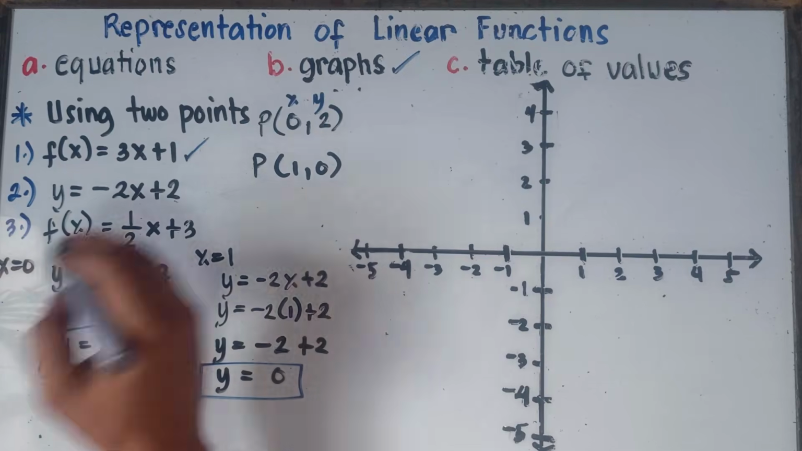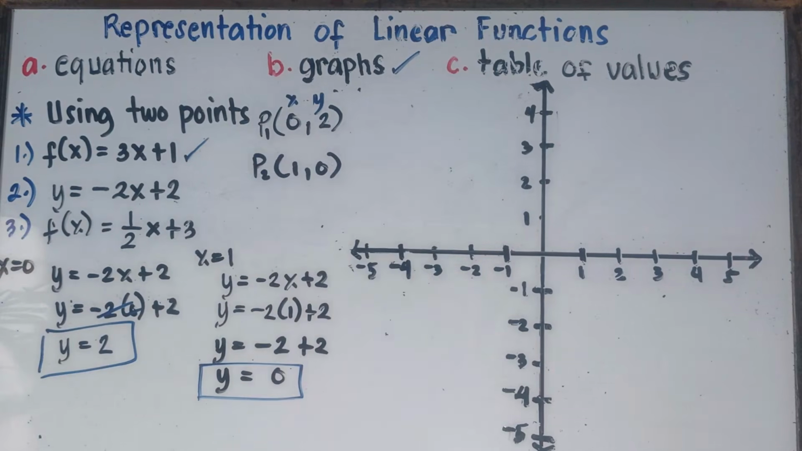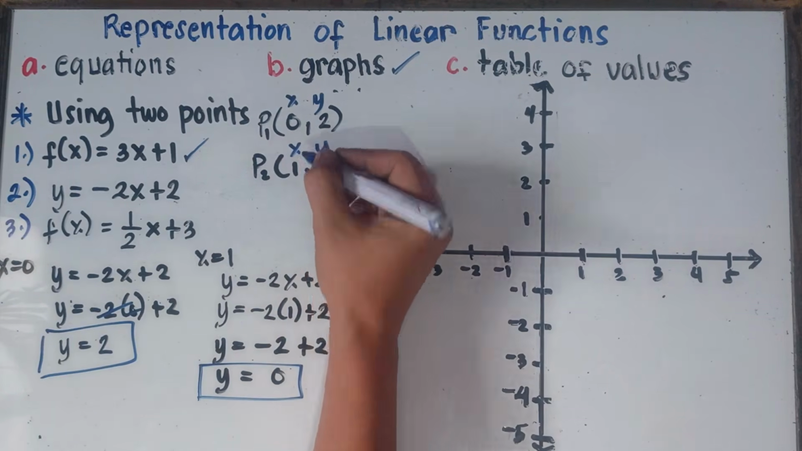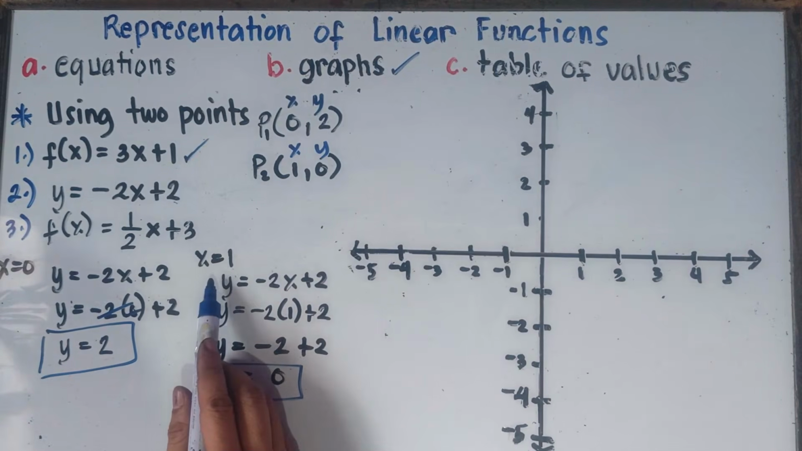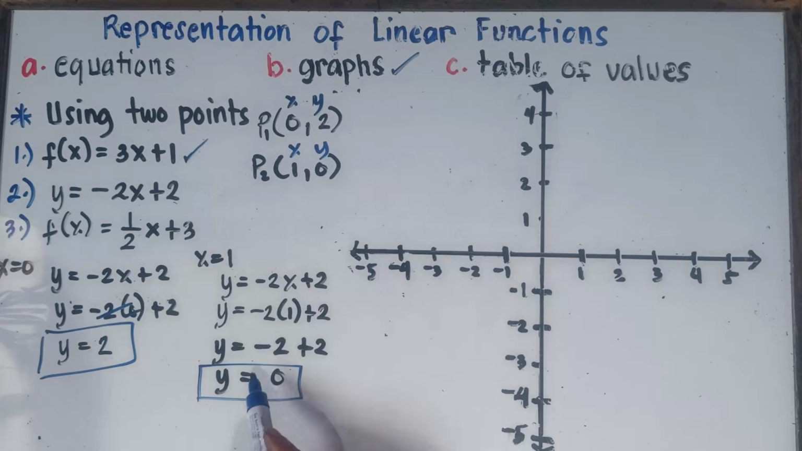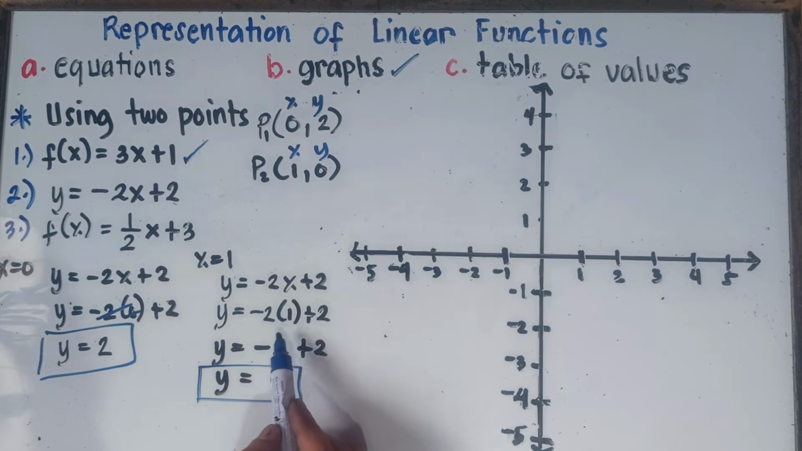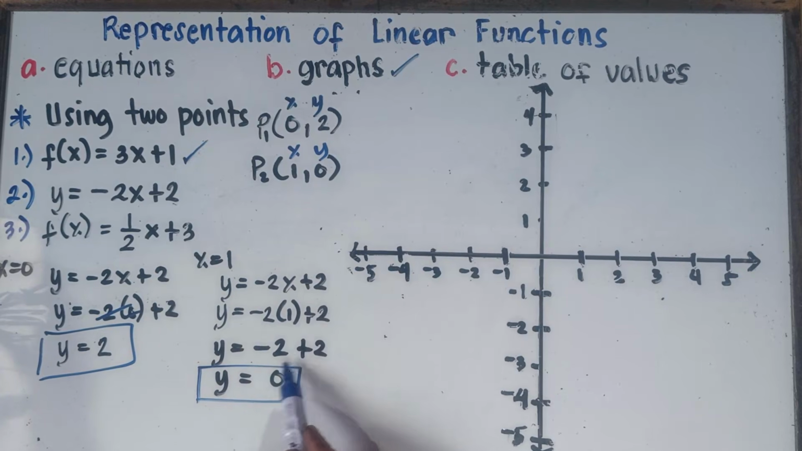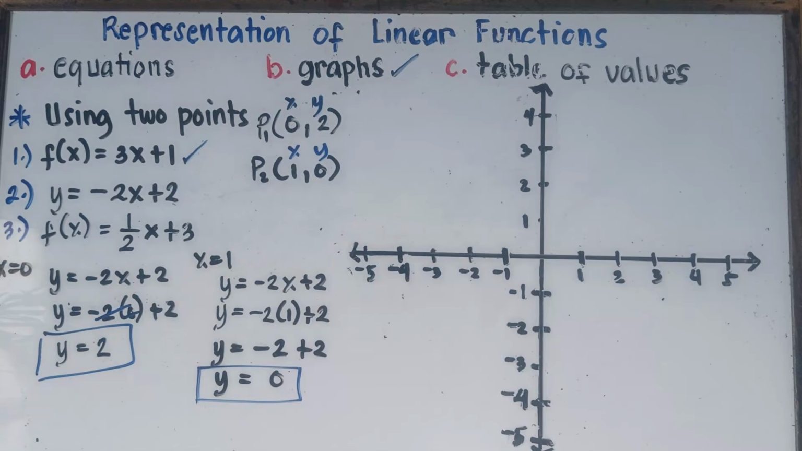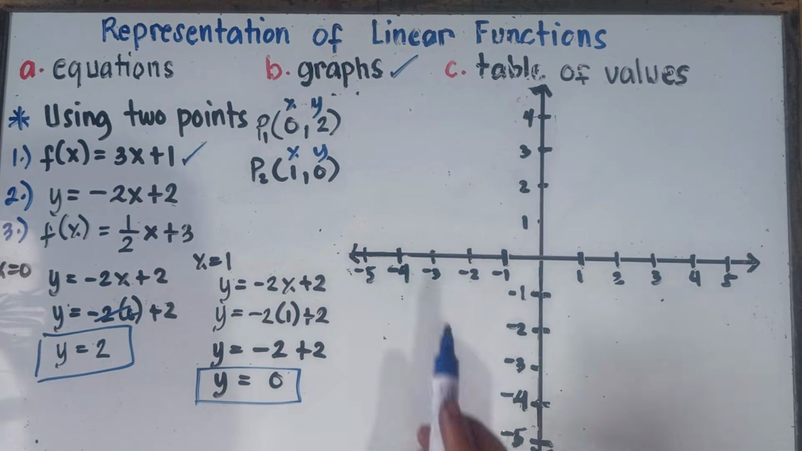Alright, so first point and then second point, x and then y. If x is positive 1, y is 0. So once again, class, simply substitute the value of x, positive 1. Negative 2 times positive 1 would be negative 2, plus 2 would be equal to 0. And then simply plot this on the Cartesian plane, connect the points, and then you're all set. Easy as that, class.